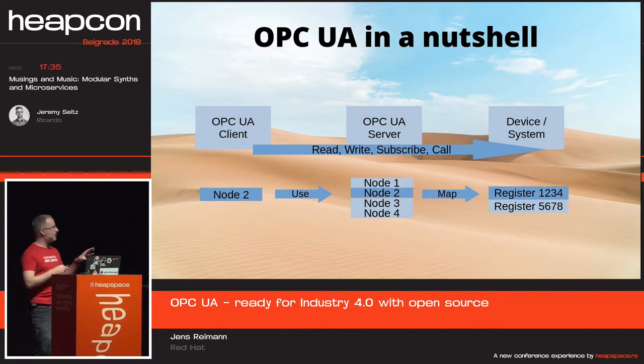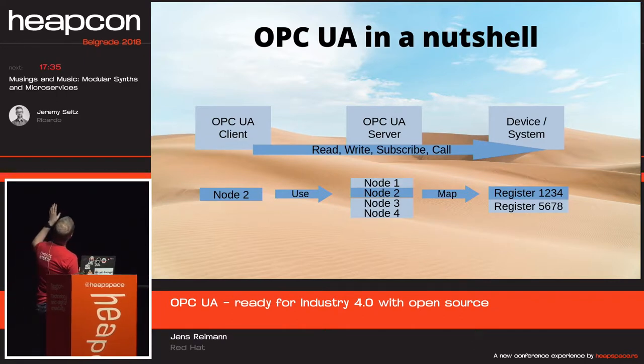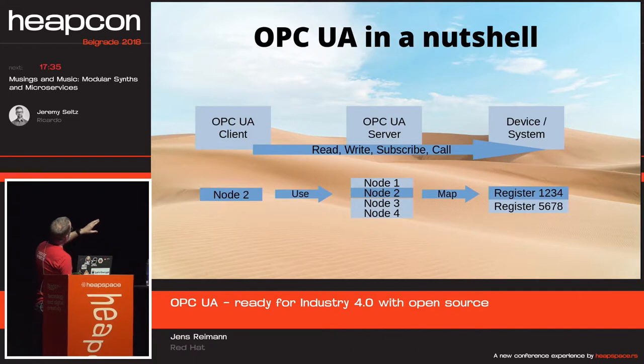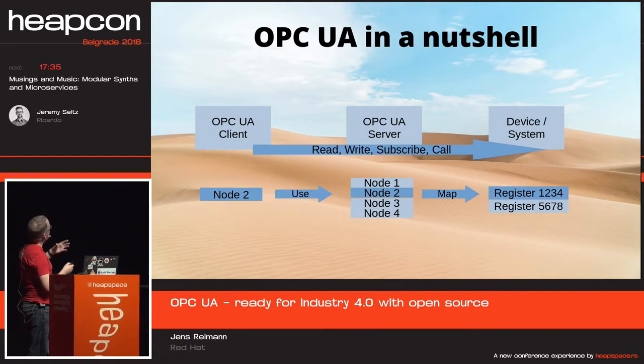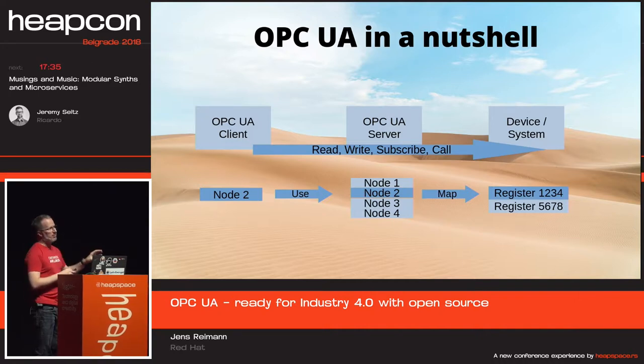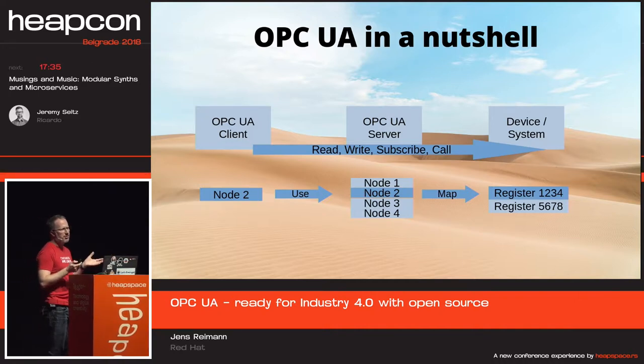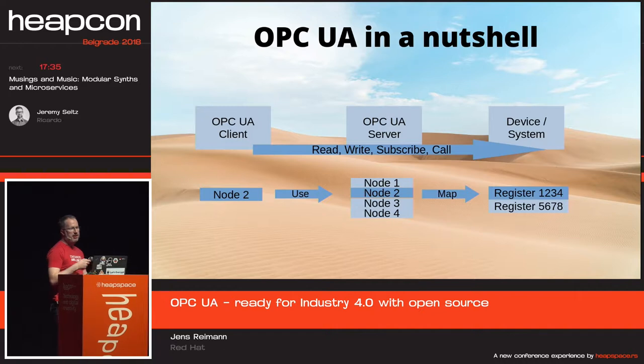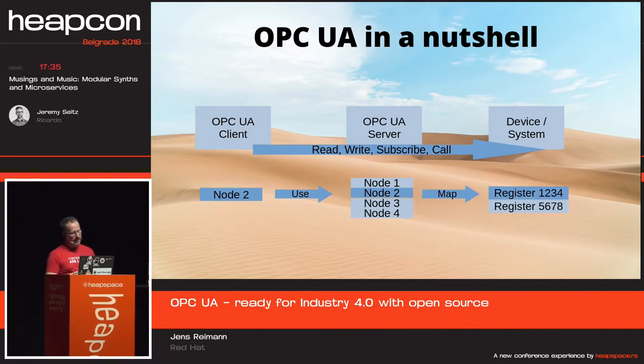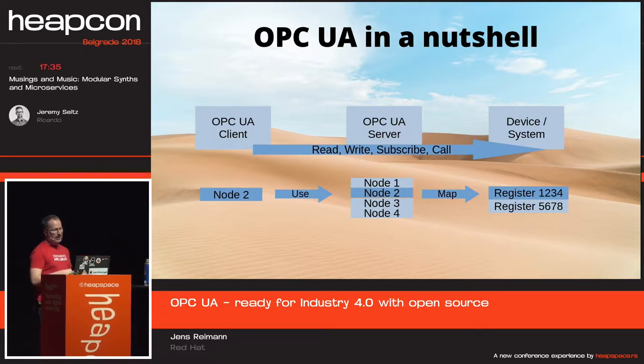Now, again, back to that architecture: you have the client, you have the server, and you have the device. What the server basically does is create this OPC UA API based on the device implementation. The device implementation can be something vendor-specific, or some other standard protocol. But the server acts as a translator between the client accessing it and the device.